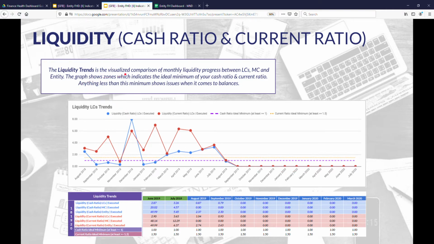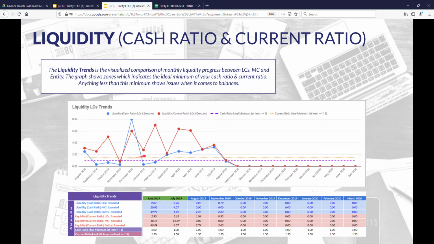Liquidity trends is a visual comparison of monthly liquidity for LCs, MC, and entity. This is for the cash ratio and current ratio. The zones here indicate the ideal minimum. There are no brackets, just minimums. If you are either higher or lower than that minimum, that could be a good or bad indication of where your status is.